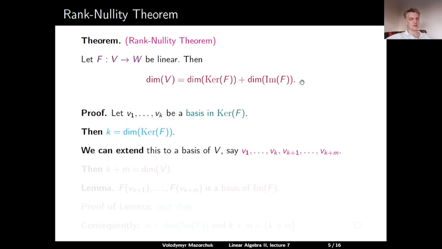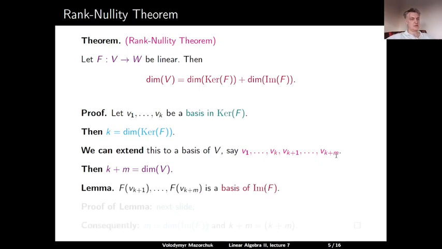So let's say this extension is v1 and so on vk. This part is a basis in the kernel of f, and then we extend by some vectors vk plus 1 and so on vk plus m. So then, of course, k plus m is the dimension of V, because we just chose a basis of V which consists of k plus m vectors.